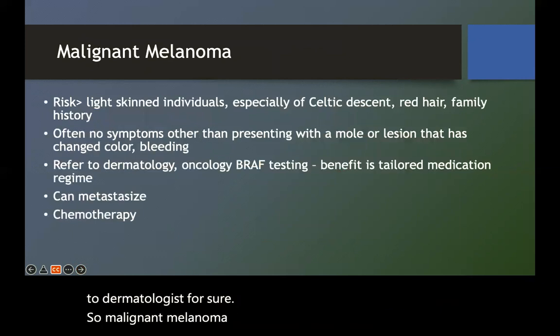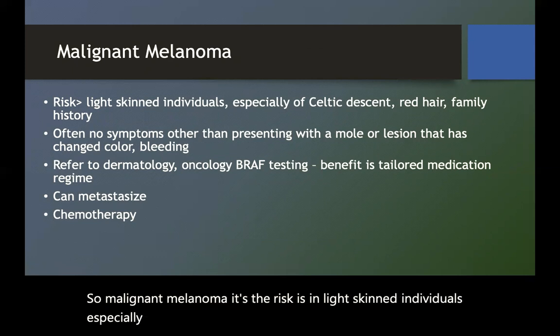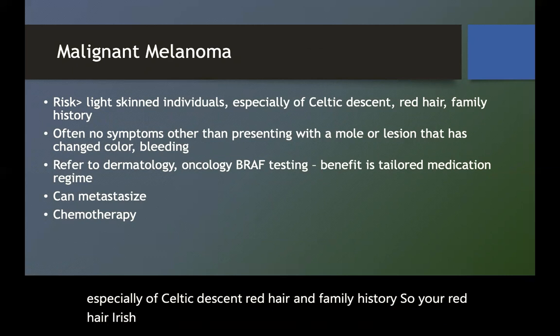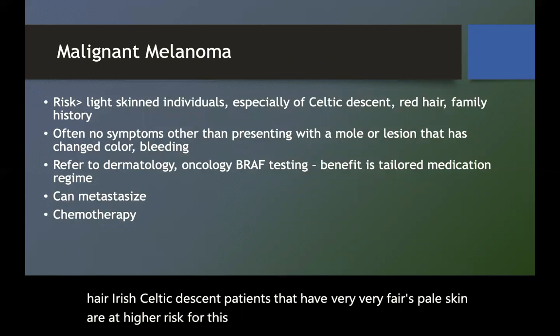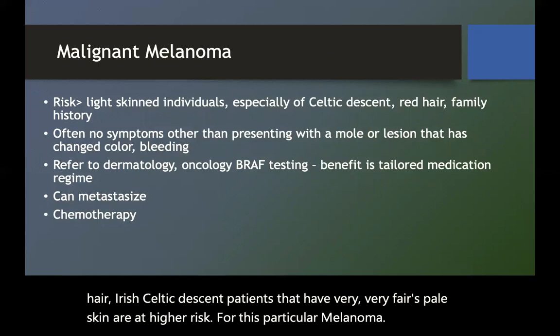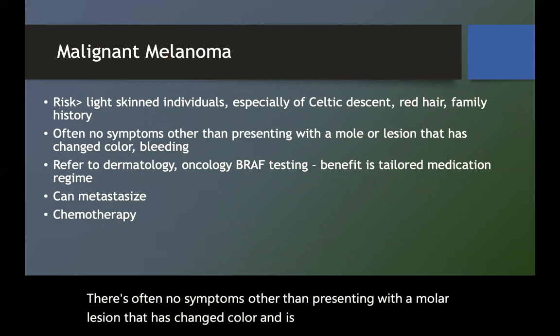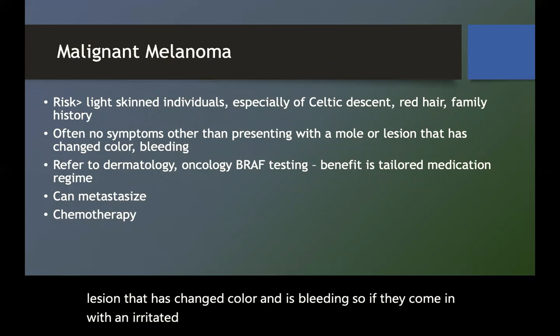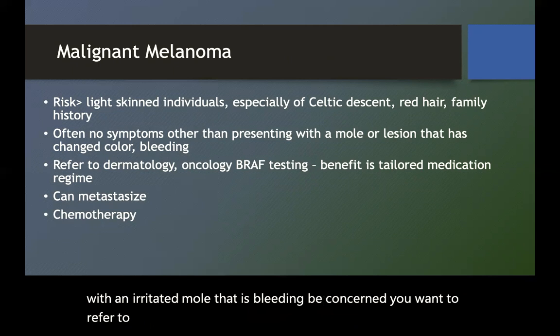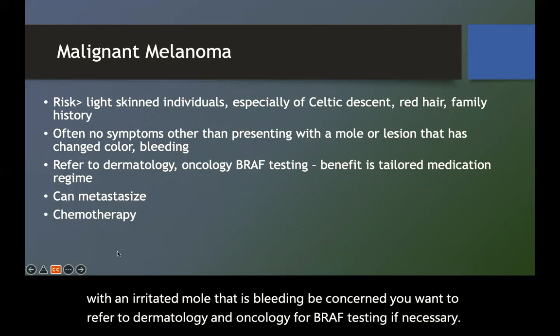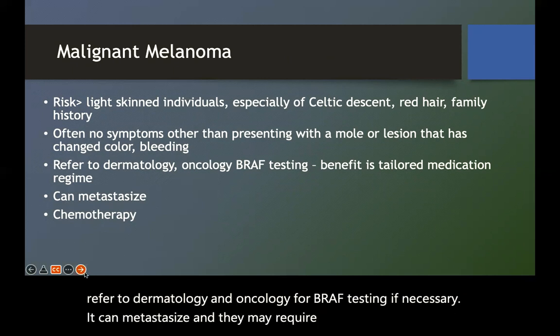Okay, so malignant melanoma. The risk is in light-skinned individuals, especially of Celtic descent, red hair, and family history. So your red hair, Irish, Celtic descent patients that have very fair, pale skin are at higher risk for this particular melanoma. There's often no symptoms other than presenting with a mole lesion that has changed color and is bleeding. So if they come in with an irritated mole that is bleeding, be concerned. You want to refer to dermatology and oncology for BRAF testing if necessary. It can metastasize and they may require chemotherapy. So remember, the sooner you refer, the better.